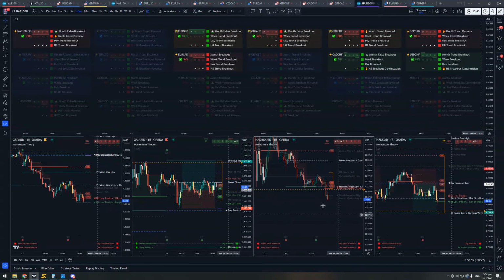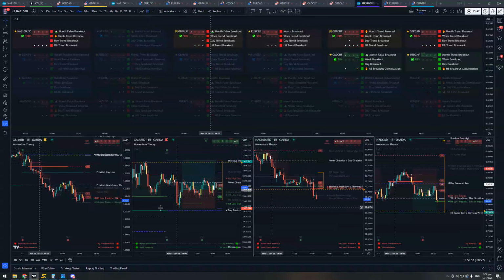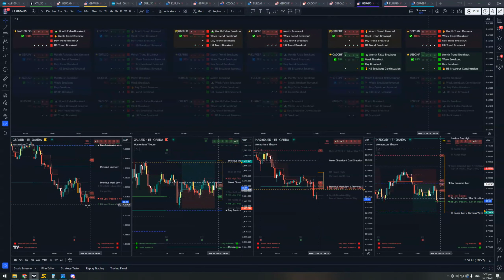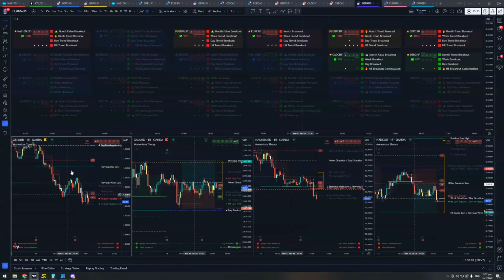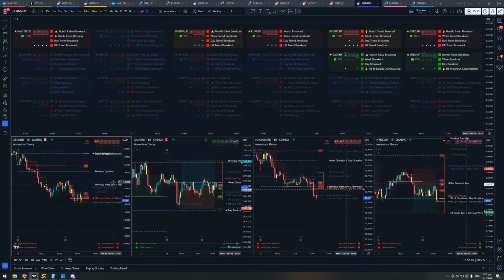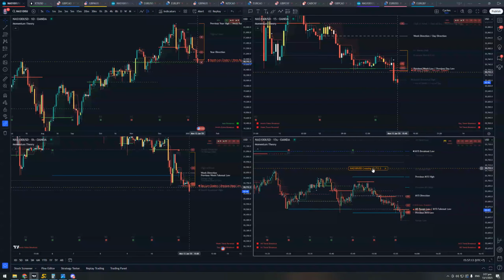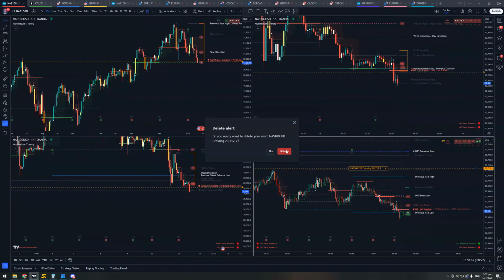Okay, 3 minutes. NAS has pushed below. GBPAUD still stuck in this range over here. Not too sure if I'm going to continue with looking at GBPAUD. Still have not taken a trade yet in London on NAS right now. It's probably not going to happen.